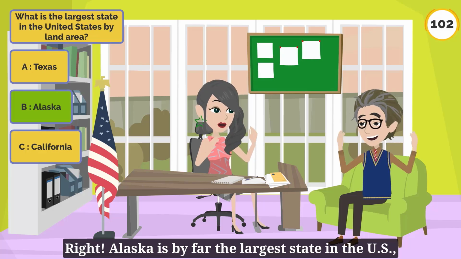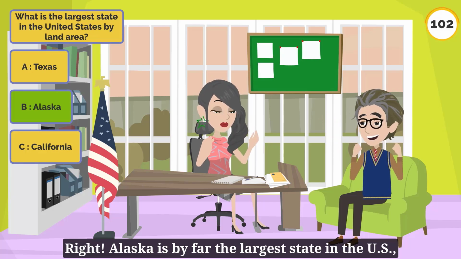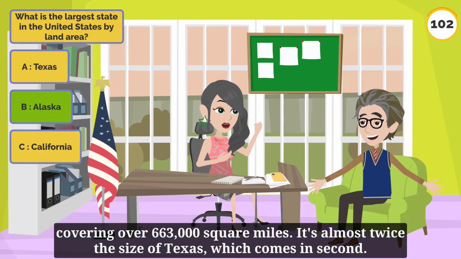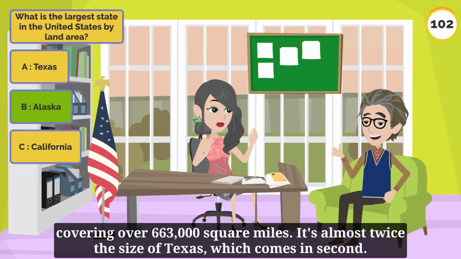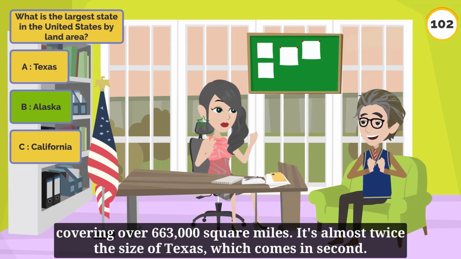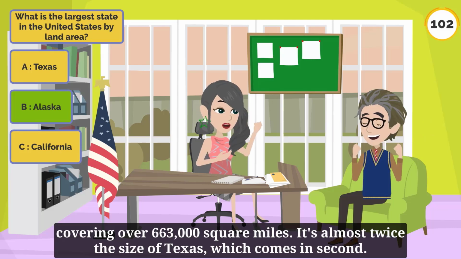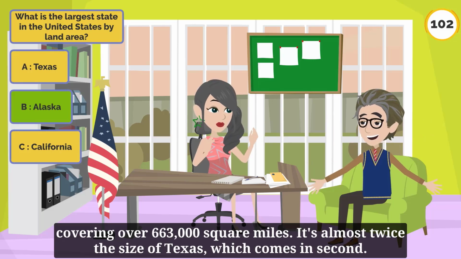Right. Alaska is by far the largest state in the U.S., covering over 663,000 square miles. It's almost twice the size of Texas, which comes in second.